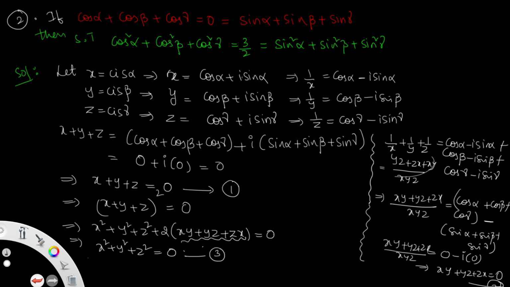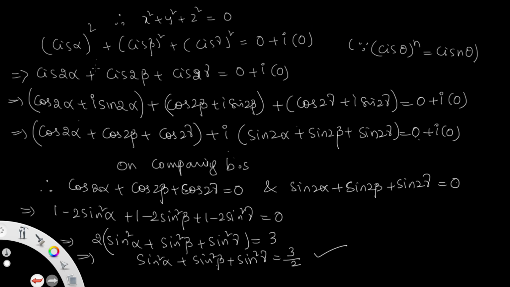So next on the page, cis alpha whole square plus cis beta whole square plus cis gamma whole square equals 0 plus i into 0. Cis 2 alpha plus cis 2 beta plus cis 2 gamma equals 0 plus i into 0. Now in expanded form: cos 2 alpha plus i sin 2 alpha plus cos 2 beta plus i sin 2 beta plus cos 2 gamma plus i sin 2 gamma equals 0 plus i into 0.